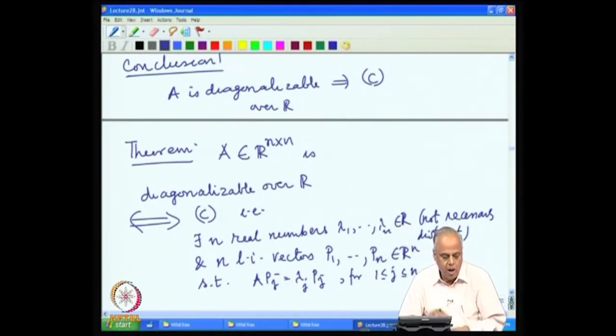So, therefore, we now have a criterion for a real matrix A to be diagonalizable over R. The only problem therefore is, how do I find these numbers lambda 1, lambda 2, ..., lambda n? How do I find whether there exist these numbers? Even if I find these numbers, how do I find whether there exist such vectors p 1, p 2, ..., p n? And even if I prove that there exist such vectors, how do I compute them? Where do I look for these scalars and these vectors?